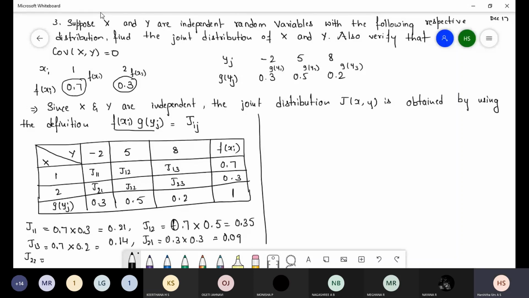J22: i is equal to 2, j is equal to 2. So f of x2 into g of y2: 0.3 into 0.5, that is equal to 0.15. Next, last one, J23. I value is 2, j value is 3. So f of x2 into g of y3: 0.3 into 0.2. We get 0.06. All these values we have to substitute in this table.